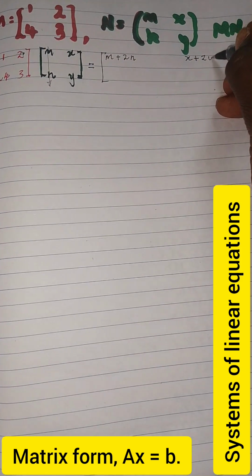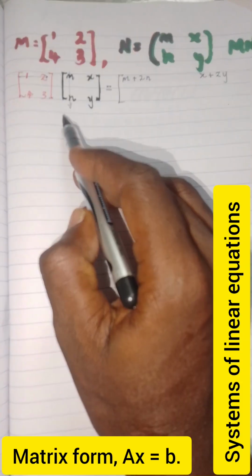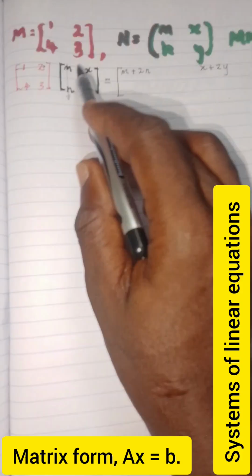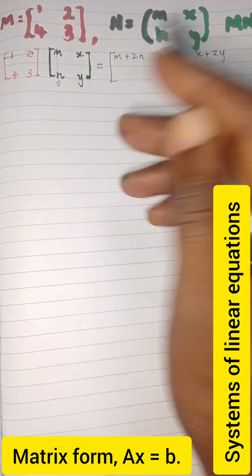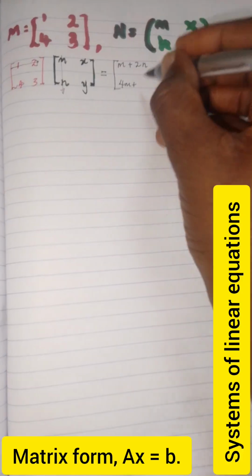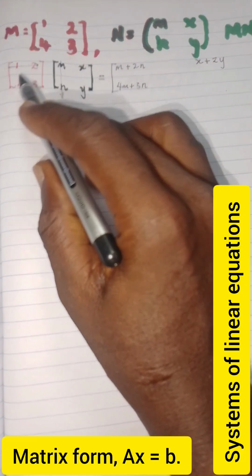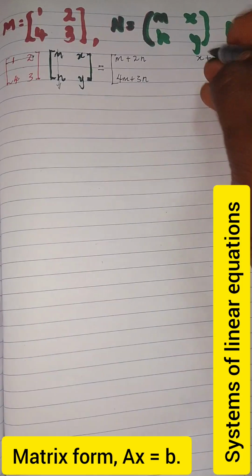Then we'll move to the next one. This and this. This row multiplied by this column. 4 times m is 4m, plus 3 times n, 3n. Then we have this times this. 4 times x, 4x plus 3 times y, 3y.